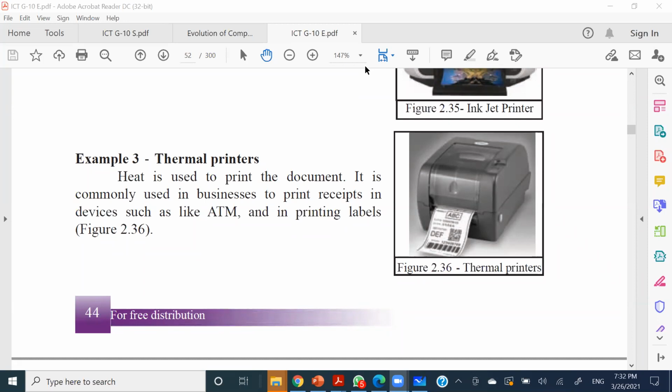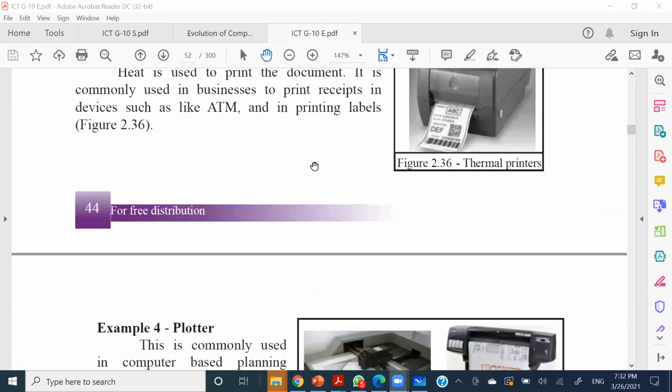but it is used in many different places, right? So like they said, we can see it in the ATMs, and we can use it for printing labels.